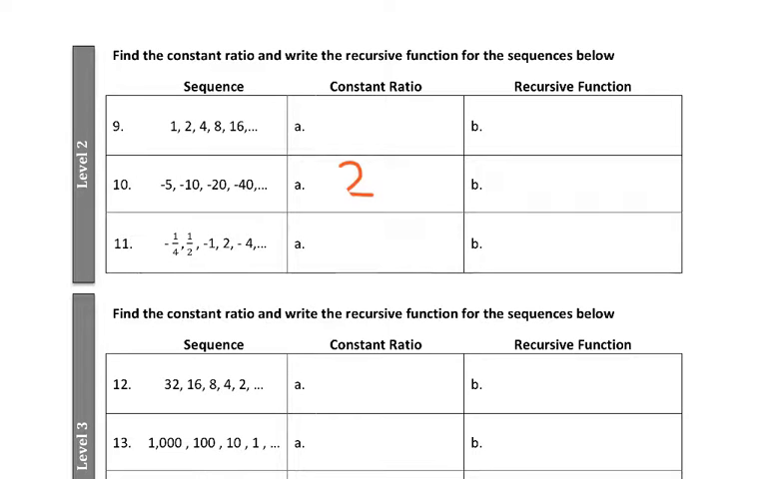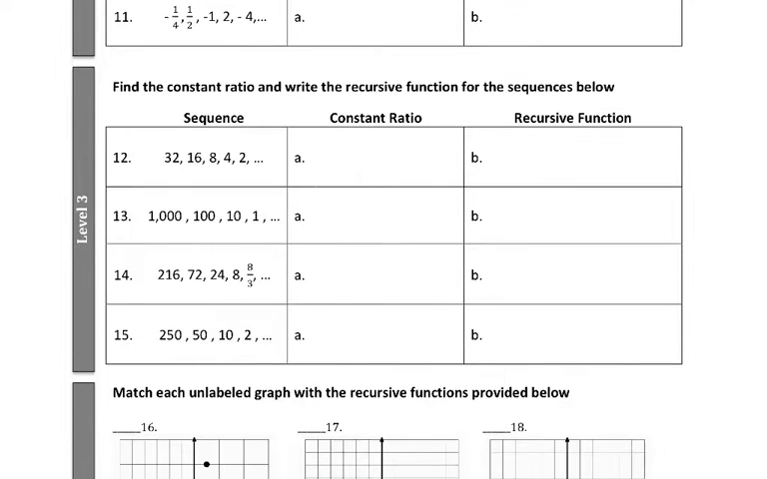Then the recursive function. Alright, the first number is -5. To get the next number, we're going to look at the number before it and multiply it by 2. Pretty basic stuff. Okay, why don't I go ahead and help you with question 12. I'm going to do all of question 12 for you.